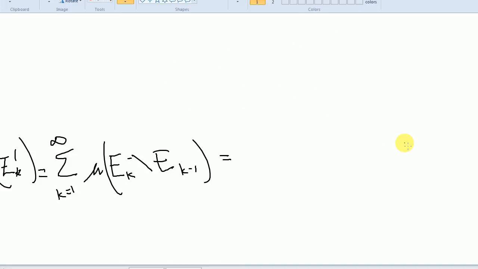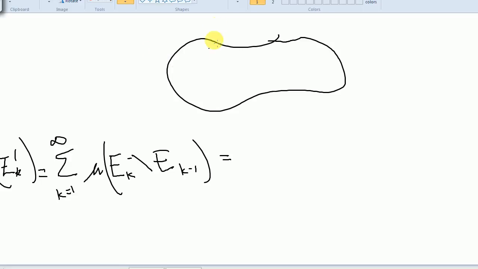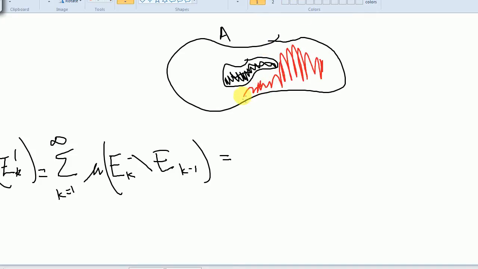But if A is a set and B is entirely contained in A, well then, the measure of A minus B is just going to be the measure of A minus the measure of B, because I'm just subtracting the measure of this part right here. And that's easy to show just by the definitions and properties that we've already proven.